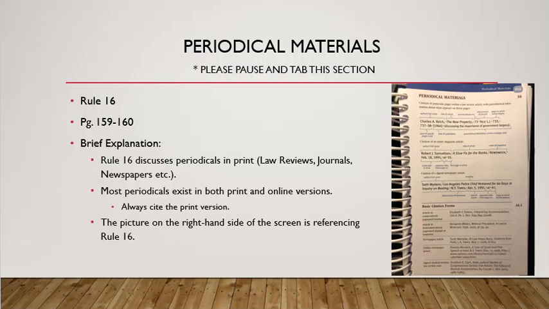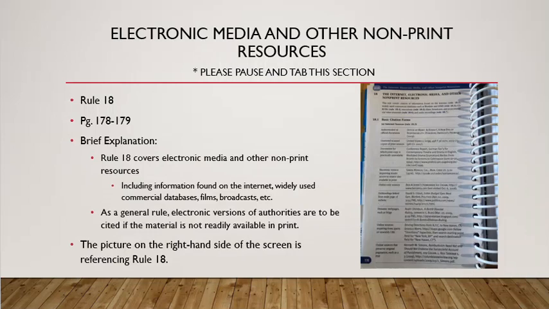Moving on to electronic media and other non-print resources. This is Rule 18, located on page 178. Please pause the video now and tab your Bluebook. Rule 18 covers electronic media and other non-print sources. It includes information found on the internet, widely used commercial databases, films, and broadcasts. As a general rule, electronic versions of authorities are to be cited if the material is not readily available in print. The picture on the right-hand side of the screen is referencing Rule 18.